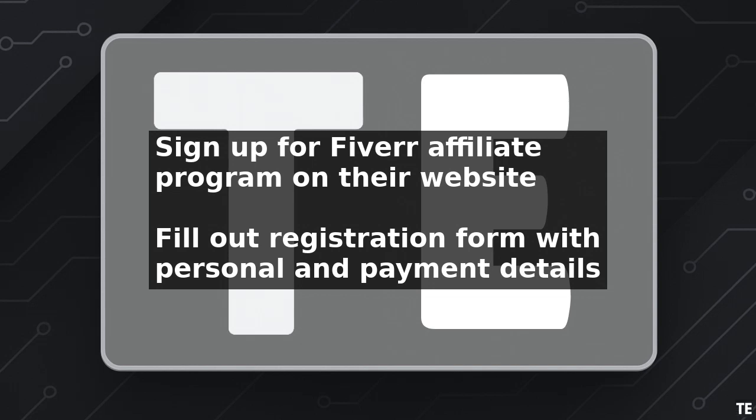affiliate link promotion. First, you need to sign up for the Fiverr affiliate program. To do this, go to the Fiverr website and click on the affiliate program link at the bottom of the page. Fill out the registration form with your personal and payment details, and wait for your application to be approved.